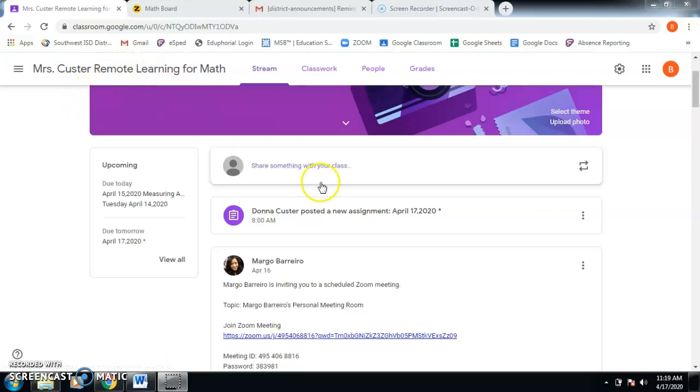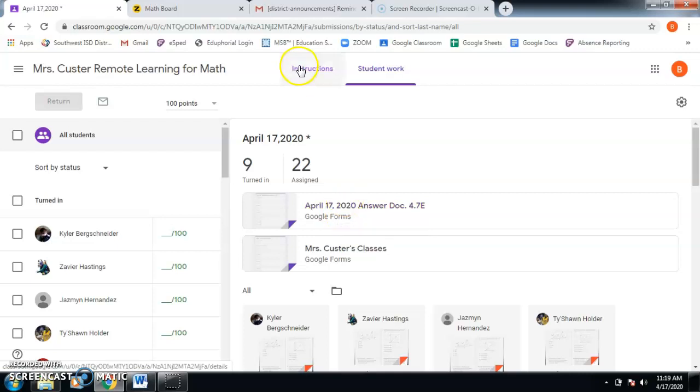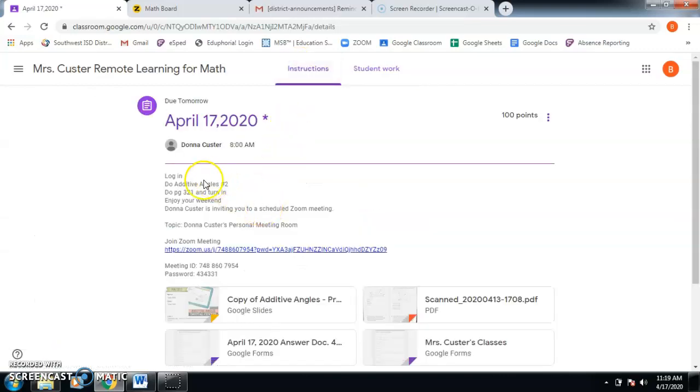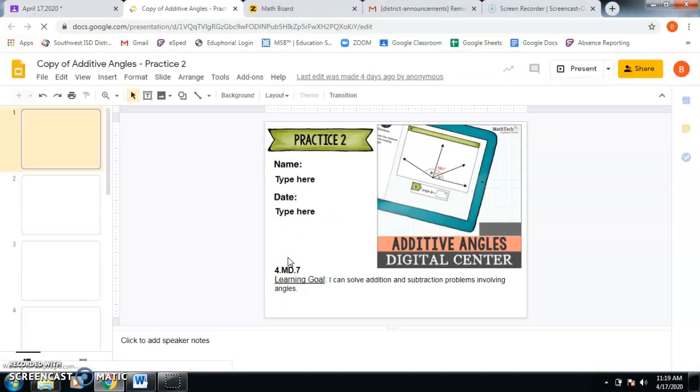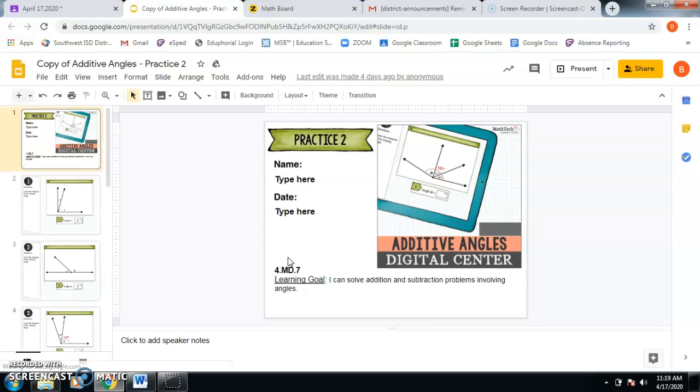For those of you in Miss Custer's class, you're going to come here to April 17th. Then what will pop up on your screen is, you want to make sure you log in so Miss Custer knows you're here. Page 321 is in this PDF, and then you're going to go ahead and answer them in this Google Forms. You also have this practice of the additive angles Google slide, like a PowerPoint. And then I'm just going to go over a couple of ways to answer these questions.